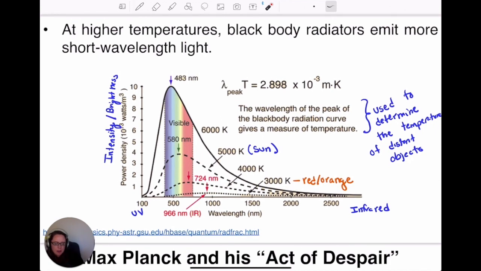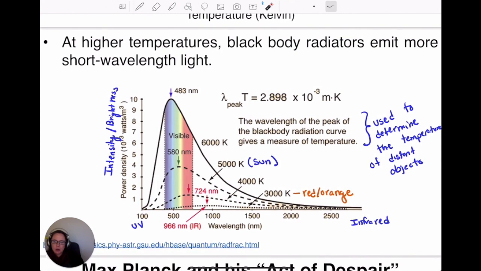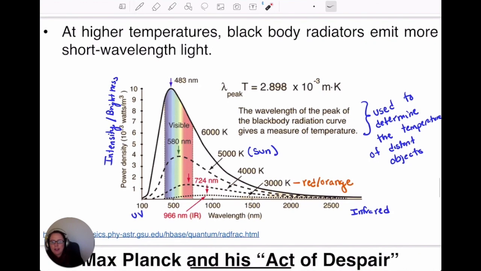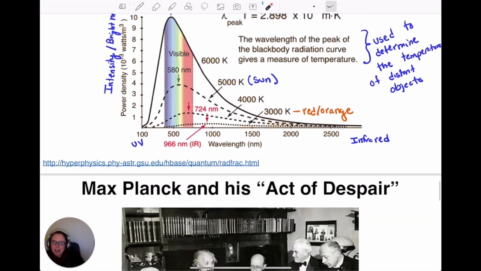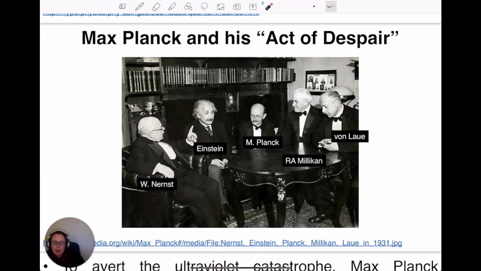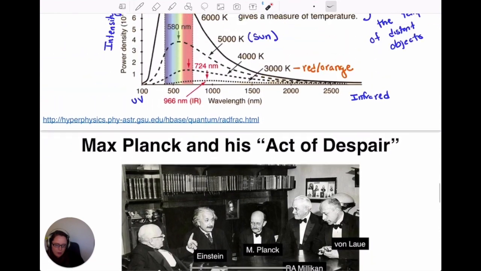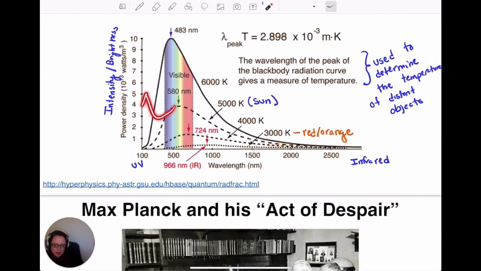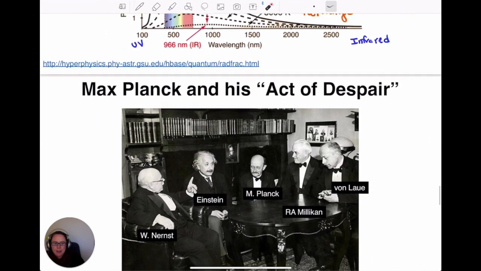So this observation was really confusing to European physicists in the 1700s to early 1900s. And it took a while for them to understand or explain why this happened. So Max Planck is given credit for the explanation for why the UV doesn't just keep increasing with the sun. This is called the ultraviolet catastrophe, which is a great name for a band.